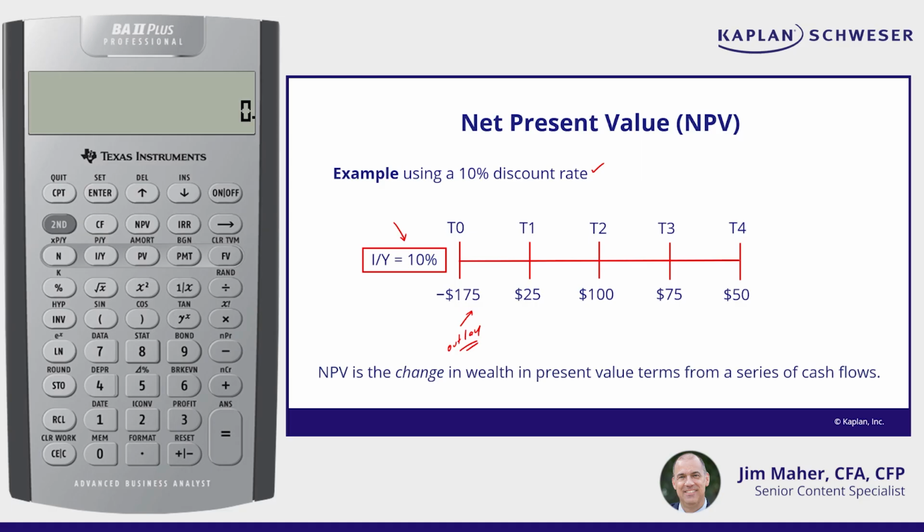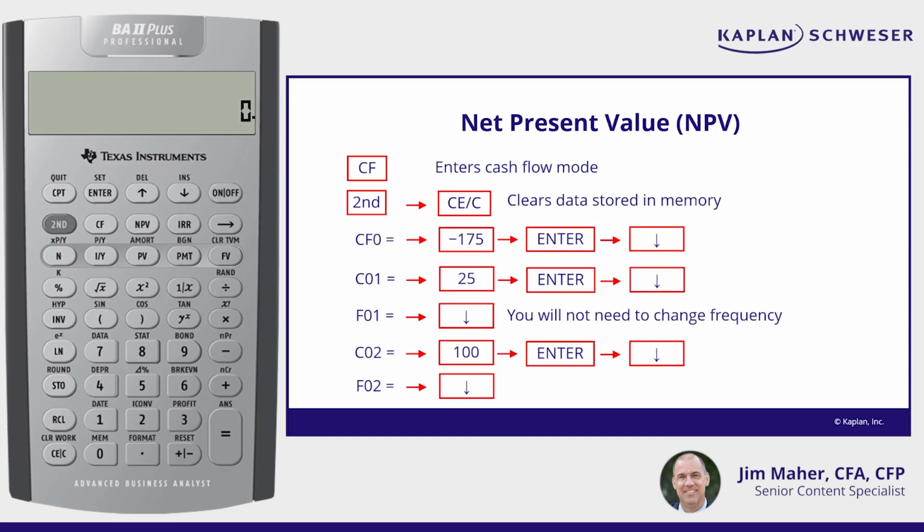And here are our cash flows coming in from our project, our various time frames. We have 25 coming in at T1, then another 100, 75, 50, and so on. So we have 4 positive cash flows after we make that negative outlay over here. And the NPV is simply a change in wealth in present value terms, once again from a series of cash flows. So now let's see how we're going to make this calculation on our calculator.